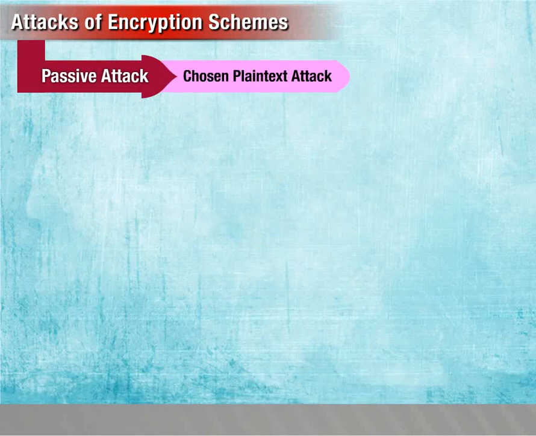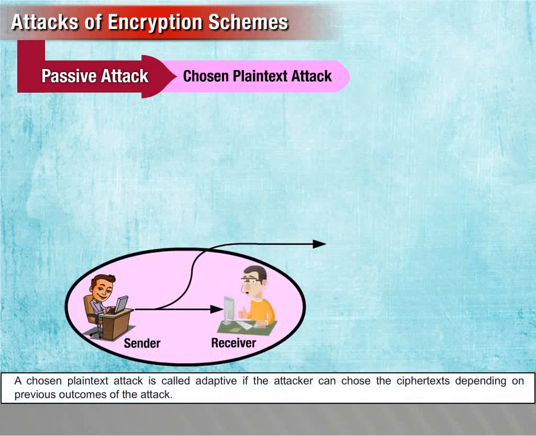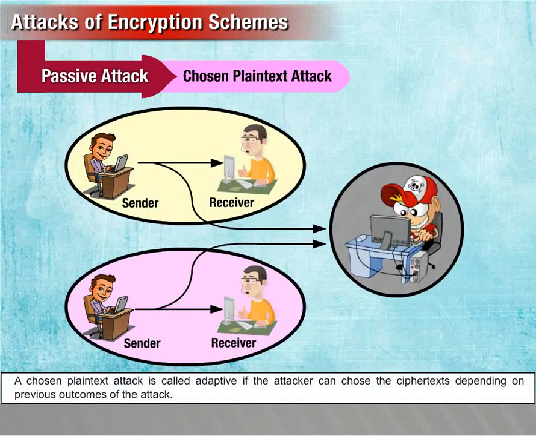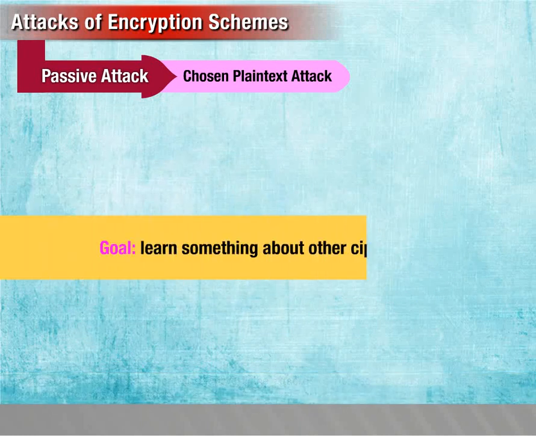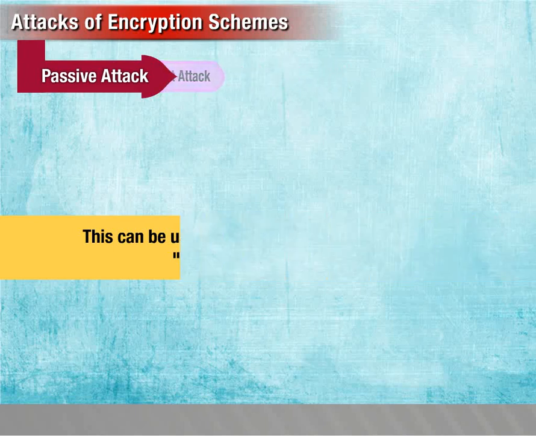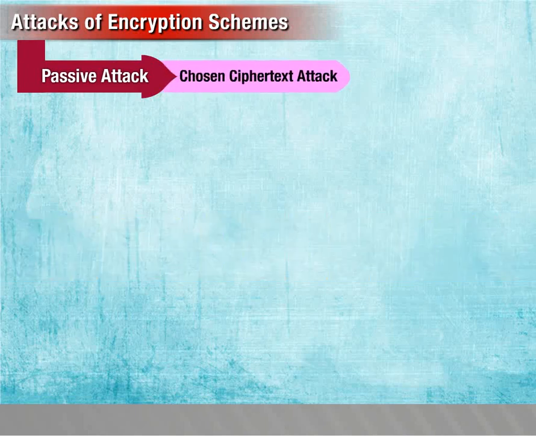Chosen plaintext attack. A chosen plaintext attack is called adaptive if the attacker can choose the plaintext depending on previous outcomes of the attack. Goal: learn something about other ciphertexts. This can be used to acquire a signed message like "Please authenticate me." Chosen ciphertext attack.